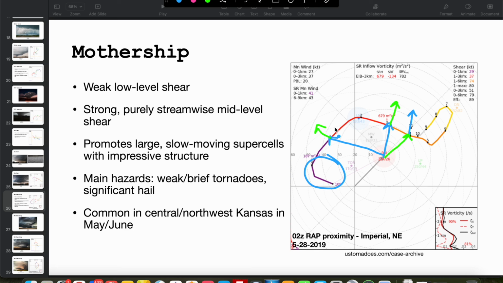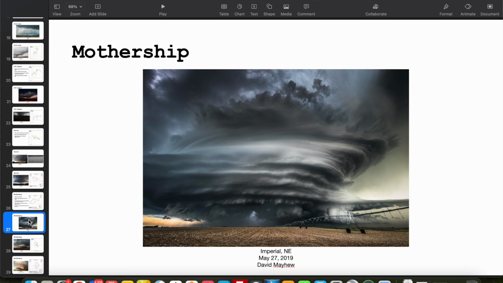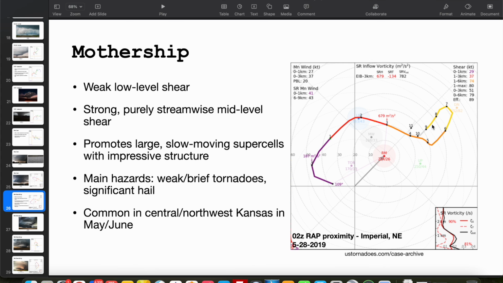If we have a lot of streamwise vorticity in the mid-levels, we'll often get these beautifully structured supercells, particularly when there's a little bit of convective inhibition in the environment, but that's for another video. We're talking about mostly the wind profiles here. So again, weak low-level shear, almost purely streamwise mid-level shear, and that promotes these large, slow-moving supercells with very impressive structure. And these are most common in central and northwest Kansas, up into northeast Colorado and southwest Nebraska in May and June. And this hodograph was associated with the Imperial, Nebraska supercell on May 27, 2019.